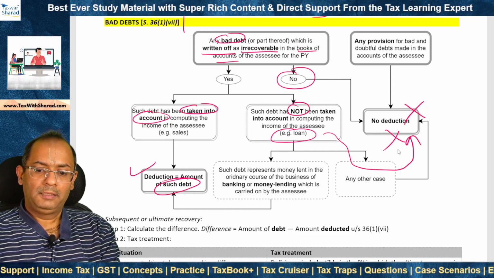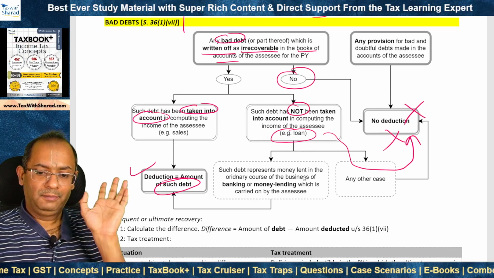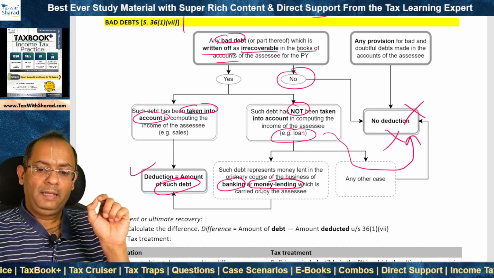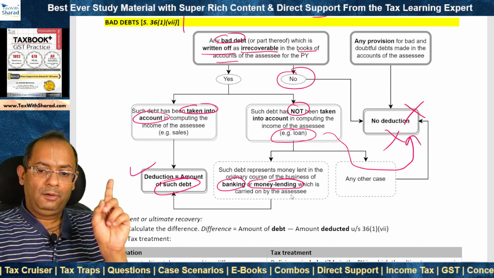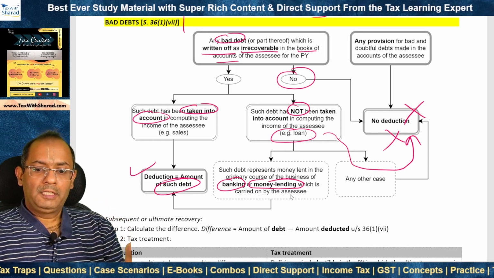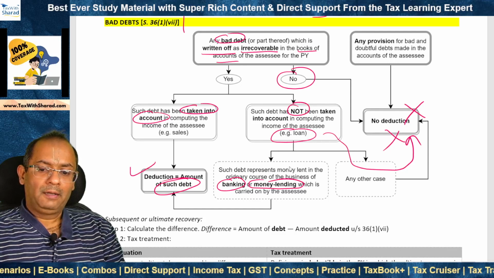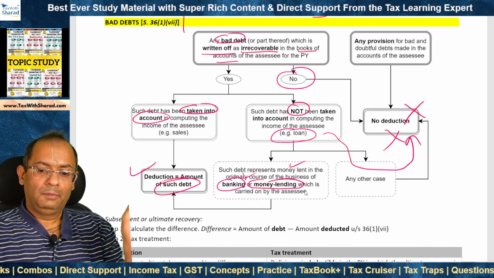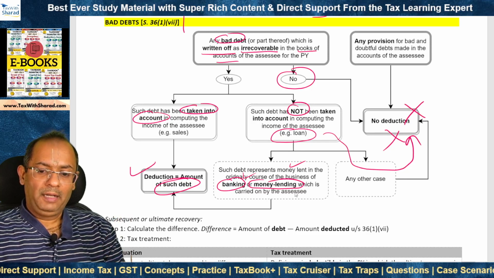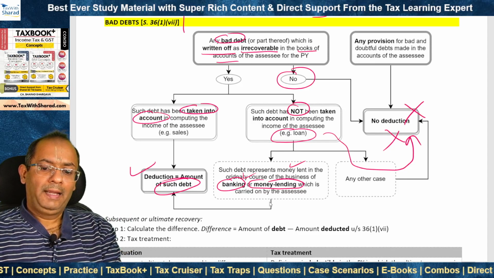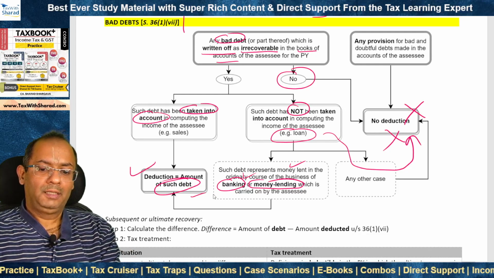Then it is not allowed as a deduction. But there is only one exception. That exception is the business of banking or money lending. In the case of banking or money lending, the loan which is given would not be taken into account in computing the income of the SSE, but it represents money lent in the ordinary course of the business of banking or money lending. In that case, there is an exception. In such case, the bad debt will be allowed as deduction under this provision.